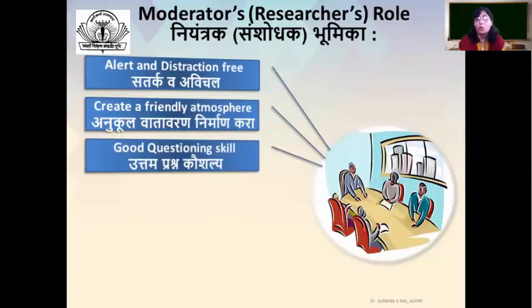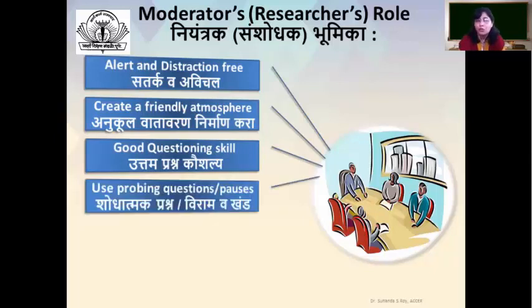Good questioning skill, and we will be discussing the different types of questions that are there, how to frame the questions. So good questioning skill should be there in the moderator. He should use probing questions, questions which are going to give a lot of information from the respondents. And he should use pauses. For example, if the moderator keeps on talking, there is a chance that the respondents will not answer the questions because they are not getting a chance to answer.